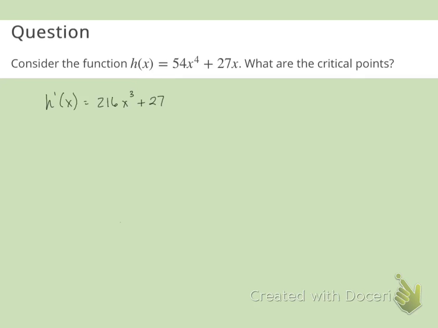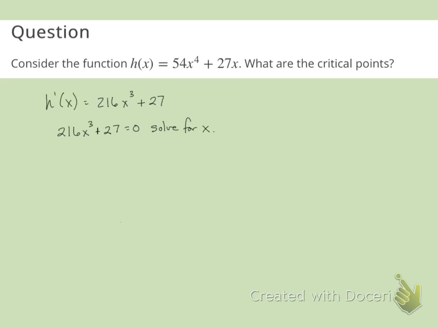then 27. And to find the critical points, we are going to set this 216x cubed plus 27 equal to 0, and we want to solve for x. To solve this function for x, we want to factor this.